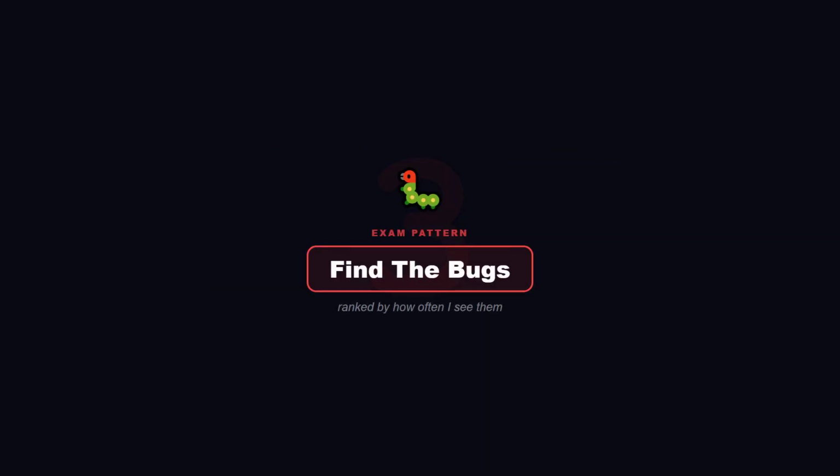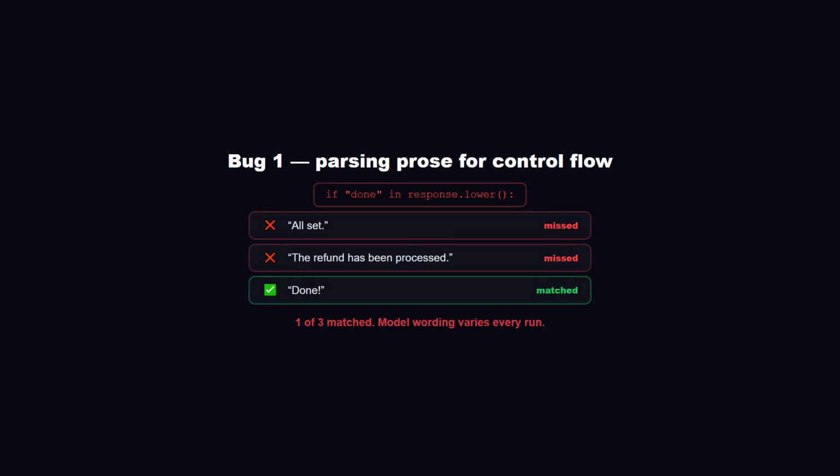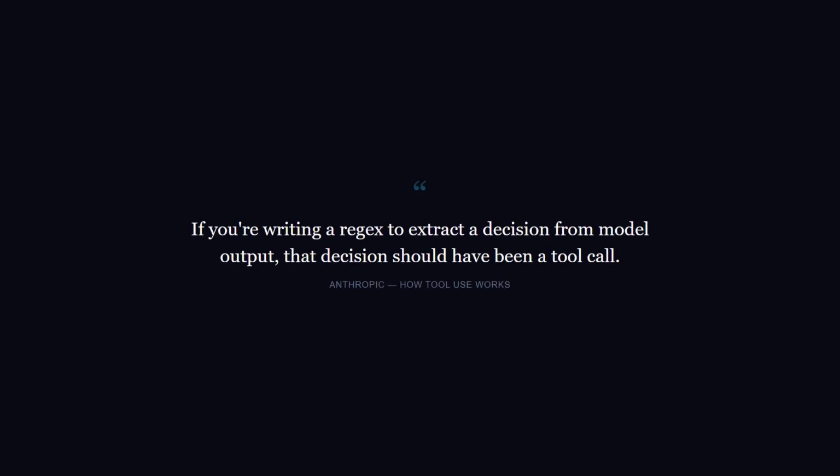So here are the 3 ways this goes wrong, ranked by how often I see them. 1. Text parsing. If done in response.lower, this is listening for someone to say finished through a wall instead of reading the sign on the door. Model wording varies every run. Anthropic's docs have a great line for this. If you're writing a regex to extract a decision from model output, that decision should have been a tool call.